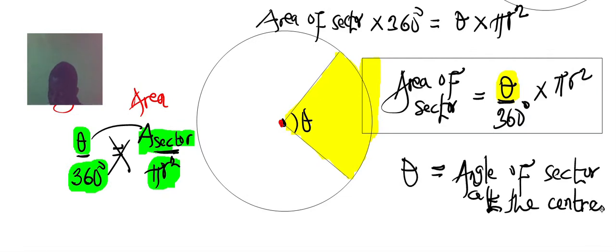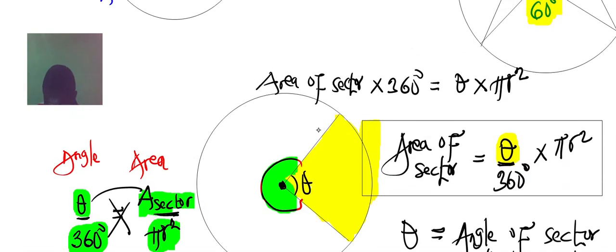So the most important thing is to be able to get the angle of that sector at the center. So even if we are talking about the major sector, let's just obtain the angle of the sector at the center. Then divide it by total angle in the circle times pi r square. Since area of sector is a part or a fraction from the total area of the circle.